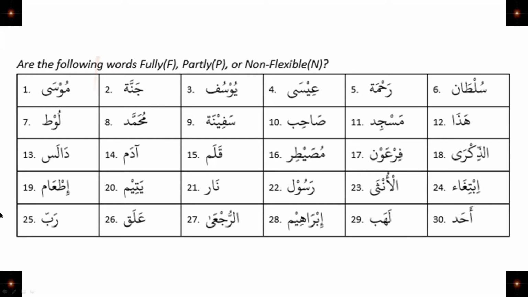Okay. Jazakumullah khair. Thank you. Let's go to the word al-untha, number 23. Al-untha 23. Is it fully, partly, or non-flexible, and why? Al-untha, partly, fully, none.